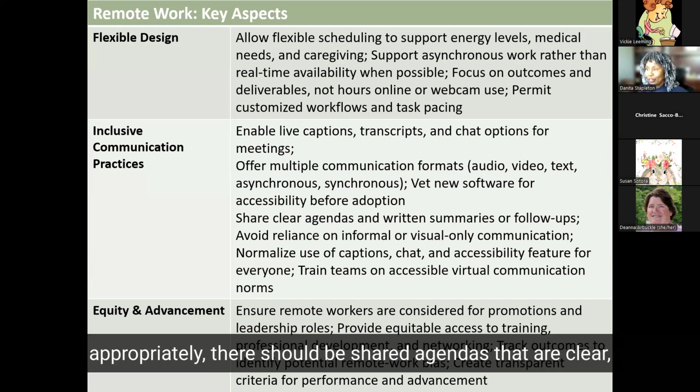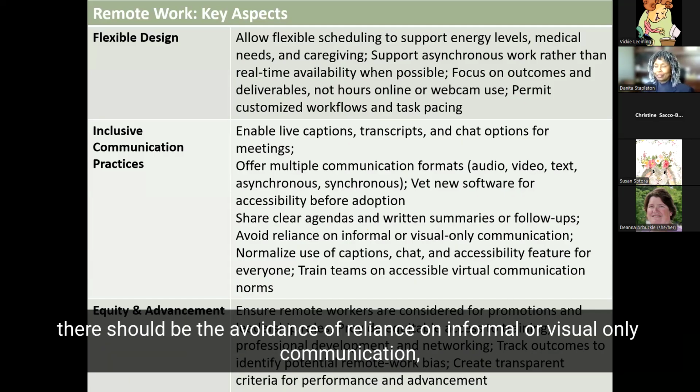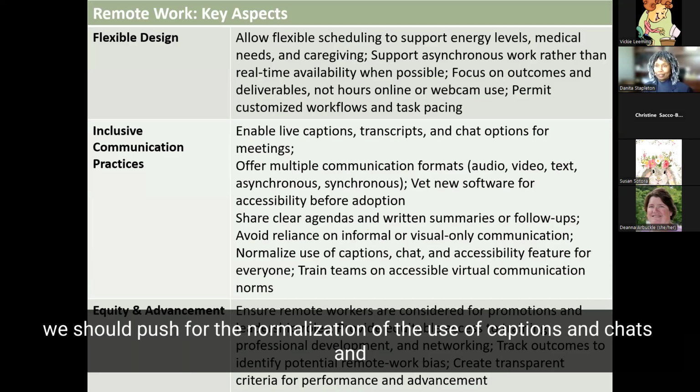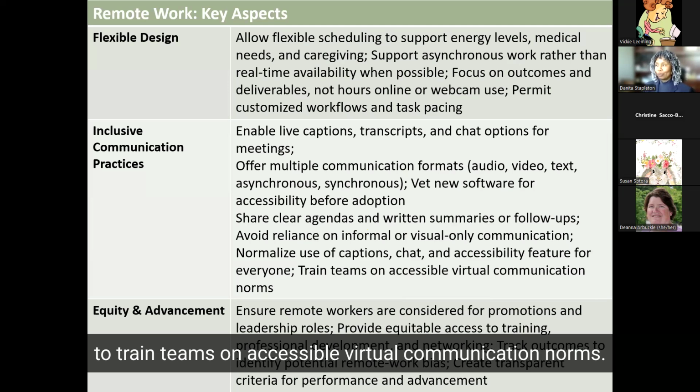There should be shared agendas that are clear. There should be written summaries or follow-ups. There should be the avoidance of reliance on informal or visual-only communication. We should push for the normalization of the use of captions and chats and accessibility features for everyone. And we want to train teams on accessible virtual communication norms.